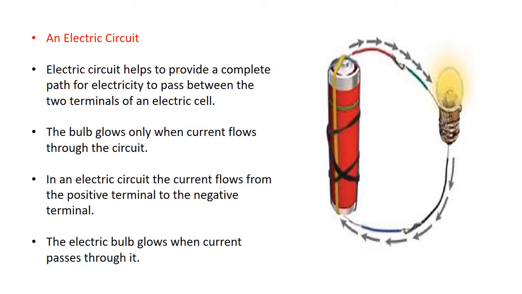An electric circuit helps us to provide a complete path for electricity to pass between the two terminals of an electric cell. The bulb glows only when current flows through the circuit. In an electric circuit, the current flows from the positive terminal to the negative terminal. The electric bulb glows when current passes through it.